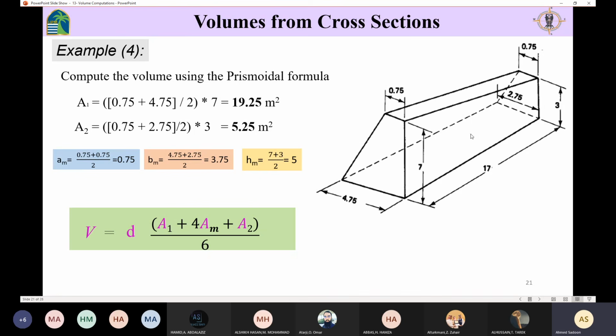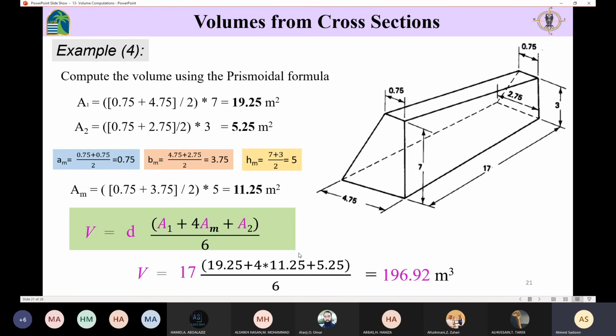If I know the dimensions of the midsection, then I'm in a position to determine the area. The area is going to be this dimension plus that dimension over 2 times this dimension here. So this one plus that one over 2 times 5. So now we have determined the value of AM. The value of V is then calculated by just plugging in these numbers. And again, remember, this method is more accurate than the end areas method.